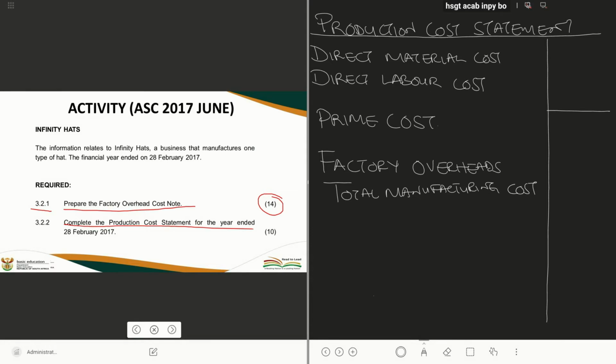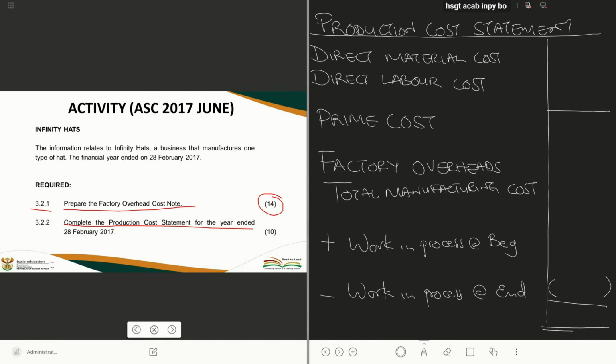costs. And then definitely now you come, then you say, I always want you to say, plus work in process, where? At the beginning. And then you say, minus your work in process at the end. Okay, and your work in process at the end, remember, it must always be in brackets. And once you have done this, what did I teach you? It will give you what we call total cost of production of finished goods. All right. So you need to know this. It will help you a great deal.